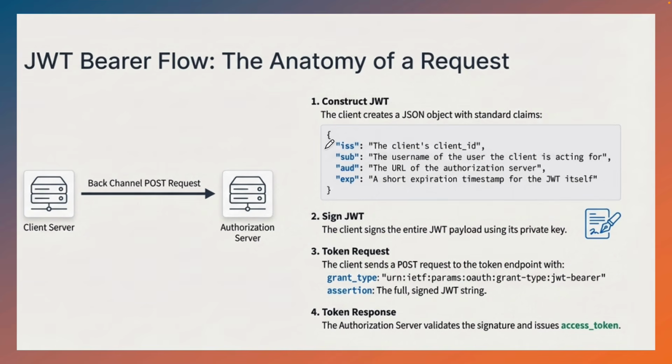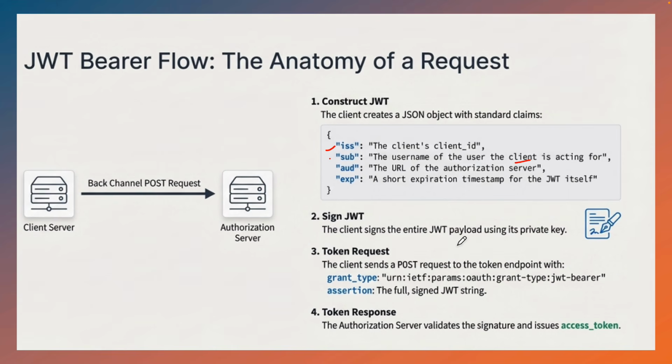Whenever they are creating the claim, they have to feed multiple pieces of information into it, like who is the issuer and who is the subscriber. Subscriber means nothing but the username of the user the client is acting for. Third is the audience, the URL of the authorization server. In case you are integrating with Salesforce, it will be the domain URL of the Salesforce server. And finally, we have to put the expiration timestamp, which comes in the form of Unix time.